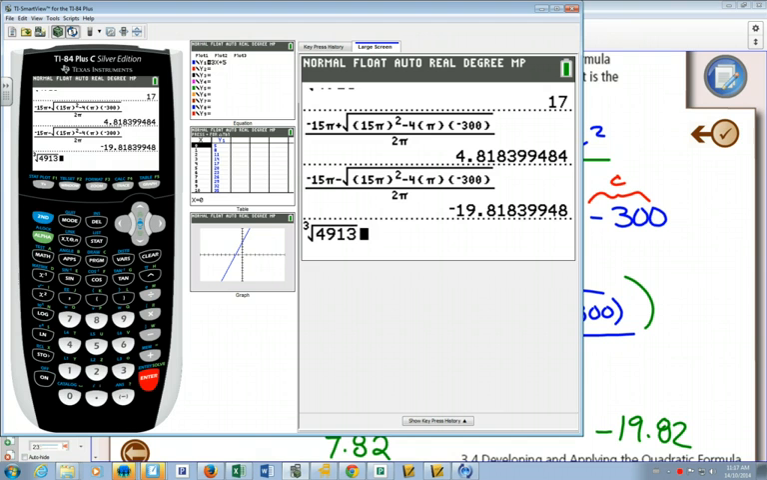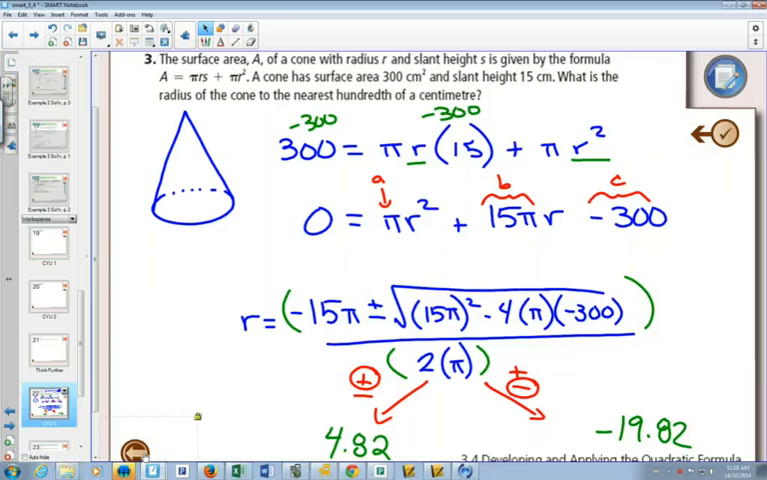So we've got both of our answers from this equation. So either the radius could be 4.82, and remember the radius on our cone goes from here to here, or negative 19.